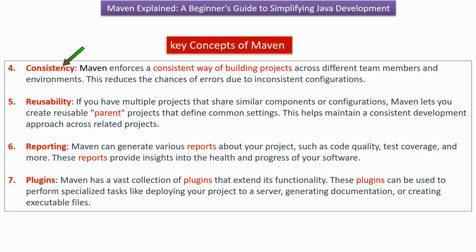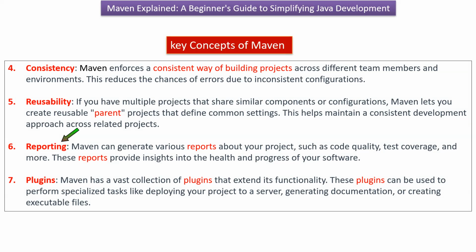Fourth point is consistency. Maven enforces a consistent way of building projects across different team members and environments. This reduces the chances of errors due to inconsistent configurations. Fifth point is reusability. If you have multiple projects that share similar components or configurations, then Maven lets you create reusable parent projects that define common settings. This helps to maintain a consistent development approach across related projects.